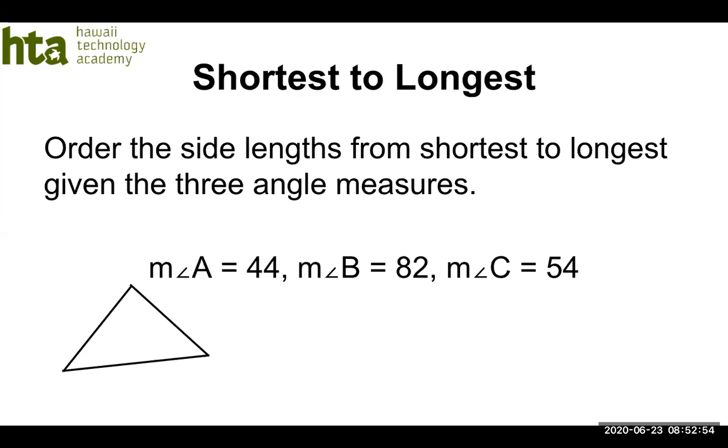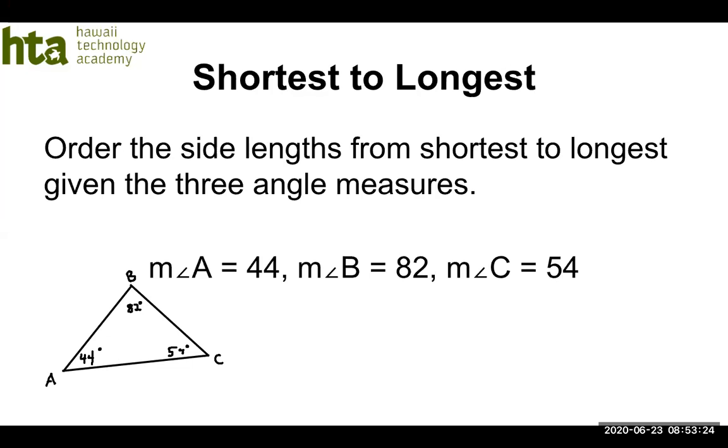But I need to label the parts of this triangle. I have the triangle ABC, so the labeling should go at the vertices. All the vertices should have the letters. I never put letters in the middle of a segment unless there's another segment being formed from it. So ABC, and I know that A is 44, B is 82, and C is 54.